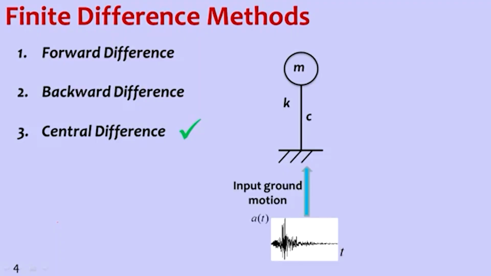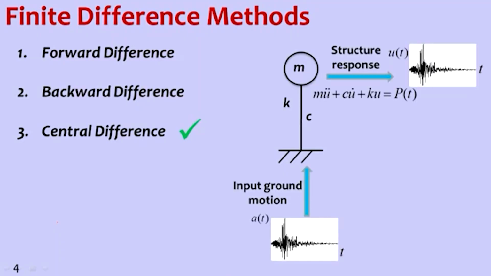So, how does it work? Let us discuss this. As you can see, the idealized structure, a single degree of freedom system, is here. Mass is given, damping is given, and stiffness is given. So, inertia force, damping force and stiffness force, that combination is equal to the applied force, P. So, how do we get P? P of t is equal to minus m a, where the acceleration value is given. Now we need to find out the response of the structure. So, how do we solve this?